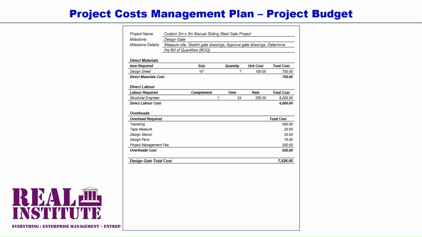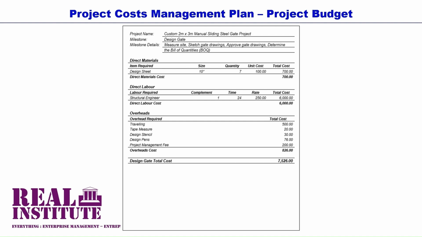Then the next group are the overhead costs for the design gate milestone activities. These are as already discussed and as listed. Traveling is costed at 500, tape measure is costed at 20, design stencil is costed at 30, design pens are costed at 76, and the project manager's fee is 200 for this phase, thus arriving at a figure of 826 as a total overhead cost for the design gate milestone.